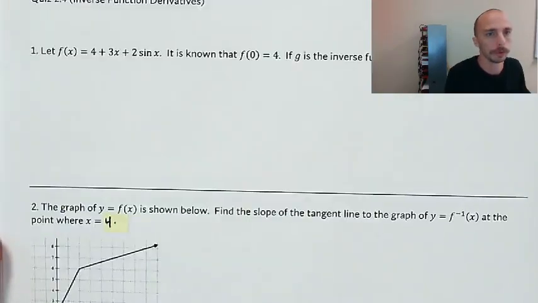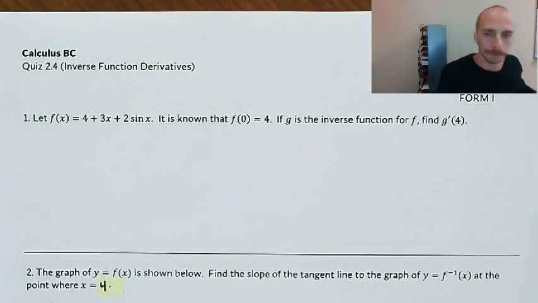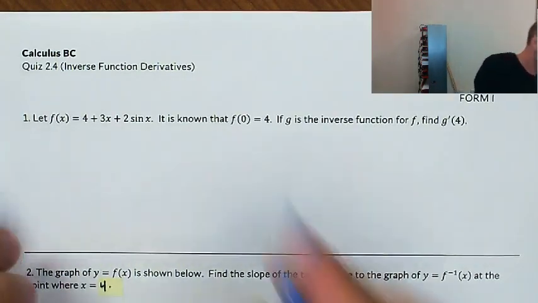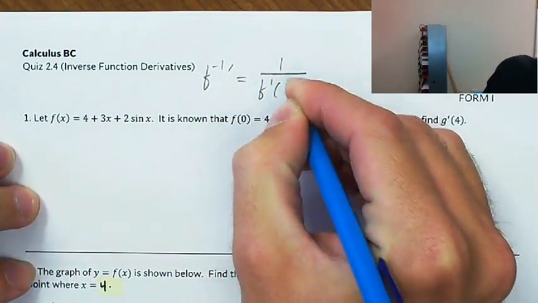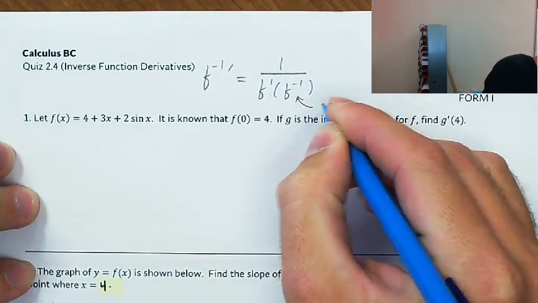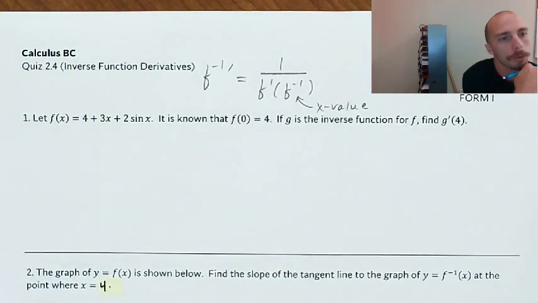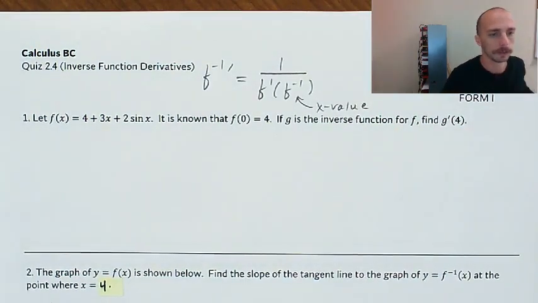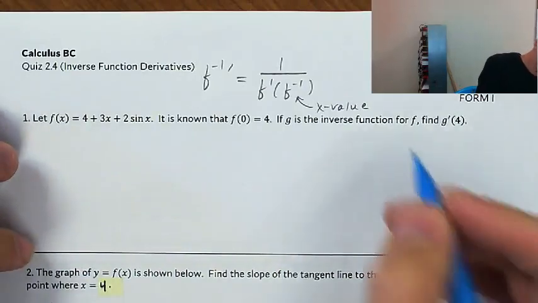Now, quiz 2.4. This one should go a little faster. Now, I don't usually do this, but I'm going to use the same formula so many times that I need to remind you that f inverse prime is 1 over f prime of f inverse, where f inverse is just some x value. Now, if f is equal to 4 plus 3x plus 2 sine of x, and g is the inverse function for f, then we're going to find g prime of 4.